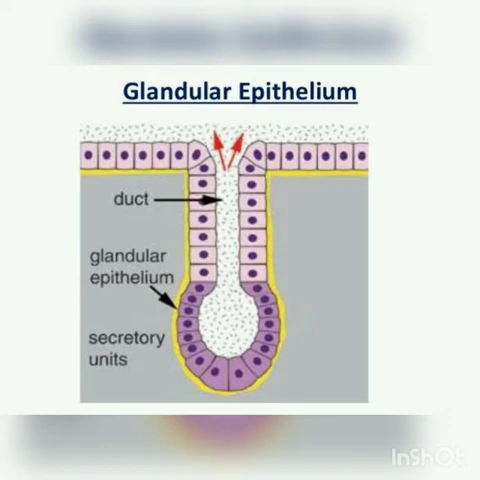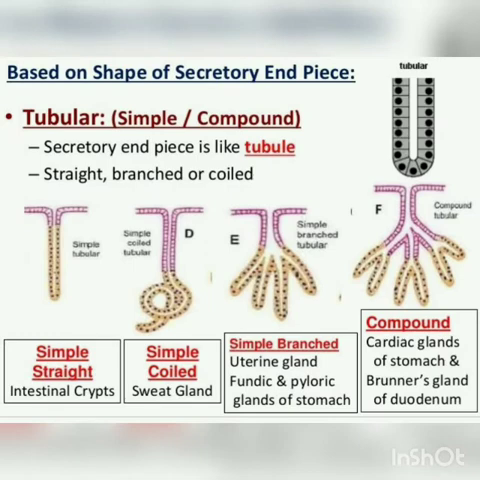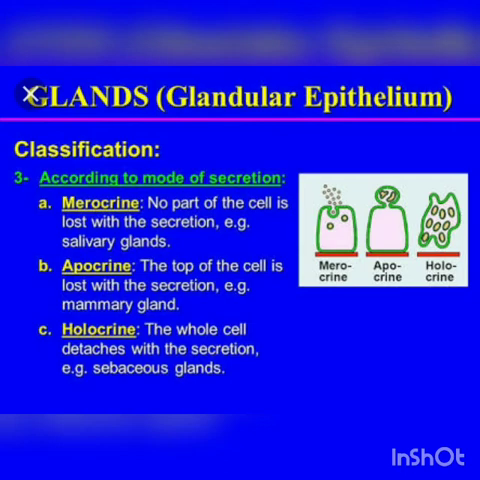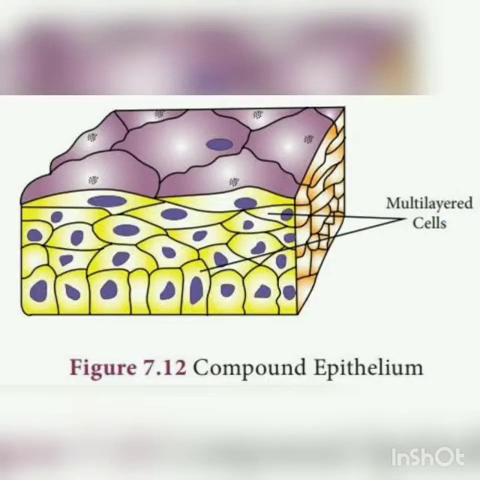The multicellular glands are further classified based on the structure as simple gland and compound glands. So based on the secretory unit as tubular, alveolar, and tubulo-alveolar. So based on the mode of secretion, the exocrine glands are classified as merocrine, holocrine, and apocrine. So what are the three types of exocrine glands? May be asked in 2 mark. Merocrine, holocrine, and apocrine.